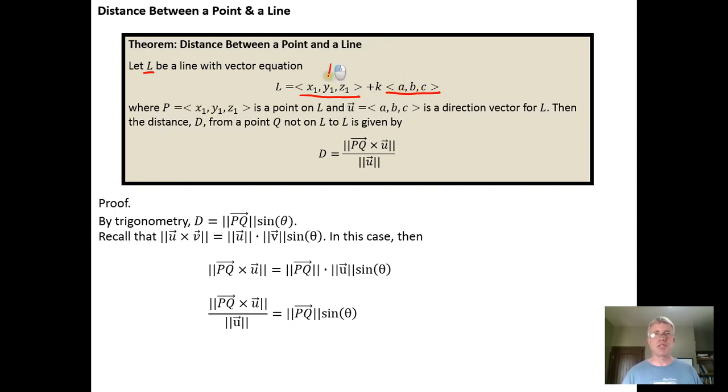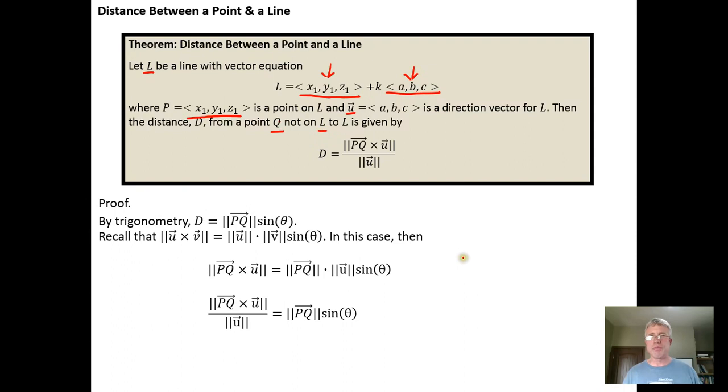So this is a point on the line, which also forms a vector from the origin to the line, and then we scale it by any vector we want that's parallel to the line. If we give this vector a name, P, and we give the direction vector ABC a name, U, then the claim is that if we have a point Q that's not on the line, we can find the distance from Q to the line by taking the vector from P, the point on the line, to Q, crossing it with the vector U, finding the size of that cross product, and then dividing it by the size of the vector U, where U is just this direction vector right here.